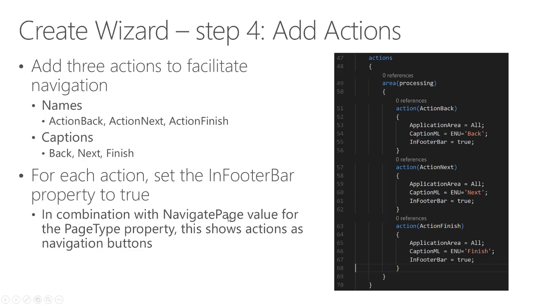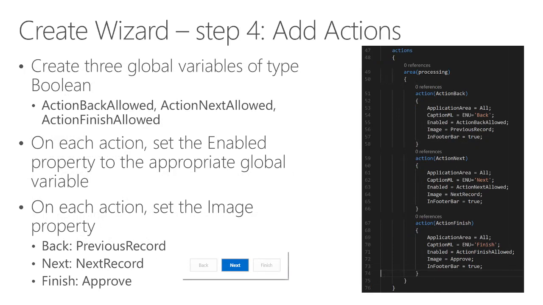And in combination with the navigation page value for those, this shows the actions as navigation buttons. So normally, an action shows up at the top of your screen, under the process area, but because this page has a page type navigate page, these actions are shown as buttons at the bottom of the page. And that's essential for this wizard type. And you see this little screenshot here in the bottom middle of the screen. That's what that looks like, back and next and finish, right?